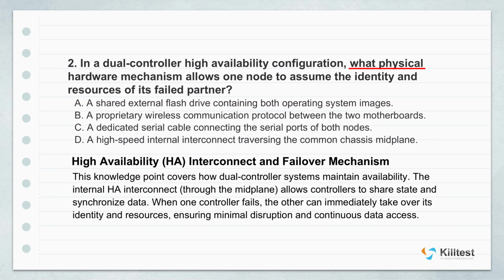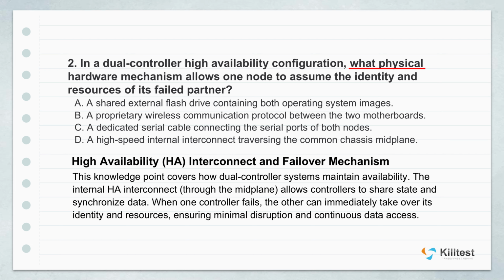The first two options are A, a shared external flash drive containing both operating system images, or B, a proprietary wireless communication protocol between the two motherboards. Then we have C, a dedicated serial cable connecting the serial ports of both nodes, or D, a high-speed internal interconnect traversing the common chassis midplane.